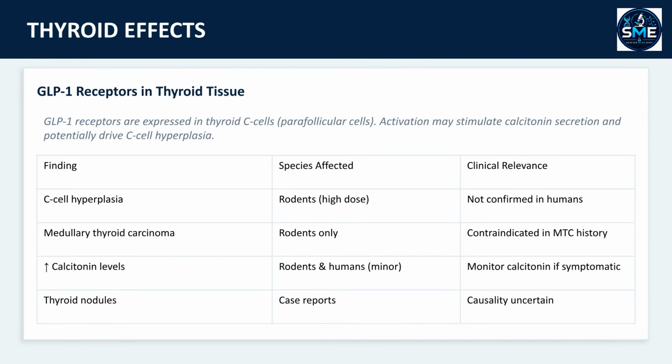GLP-1 receptors are present in thyroid C-cells, which may stimulate calcitonin secretion. While C-cell hyperplasia and medullary thyroid carcinoma were seen in rodents at high doses, these findings are not confirmed in humans. Calcitonin levels may increase slightly in both rodents and humans.